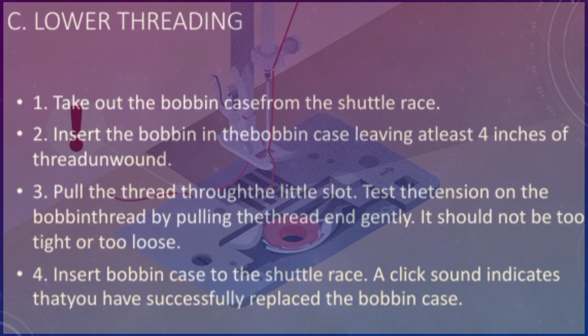Another step is lower threading. So first is take out the bobbin case from the shuttle race. Next is insert the bobbin in the bobbin case, leaving at least 4 inches of thread unwound. Then next is put the thread through the little slot. Test the tension on the bobbin thread by pulling the thread end gently.